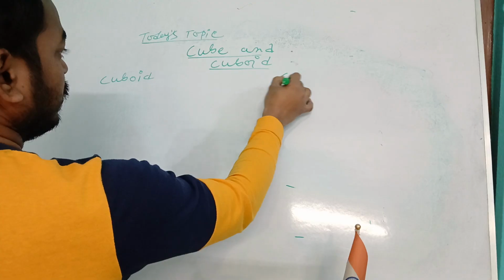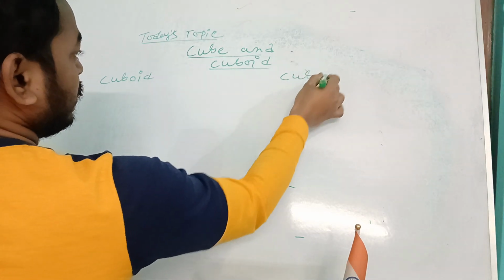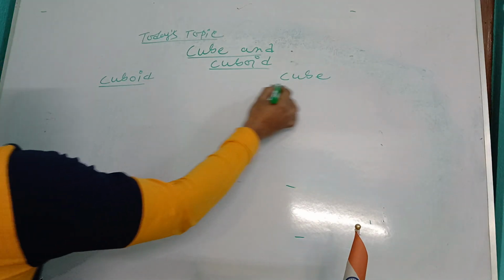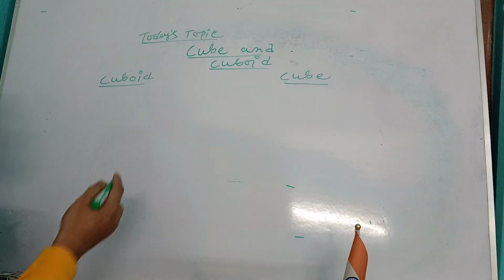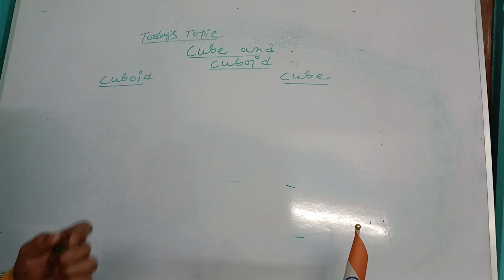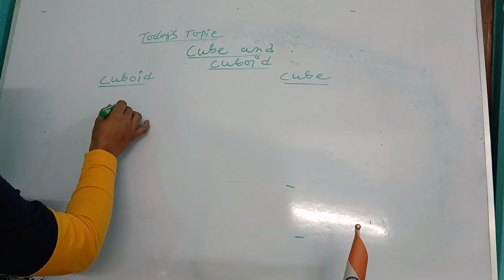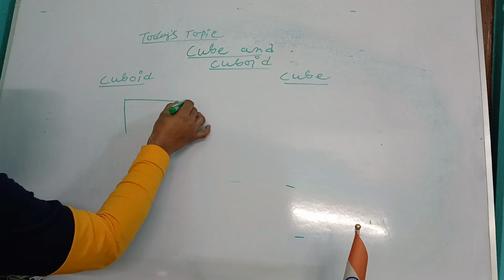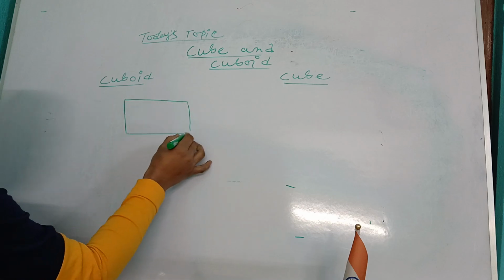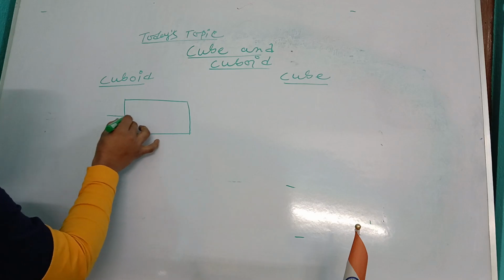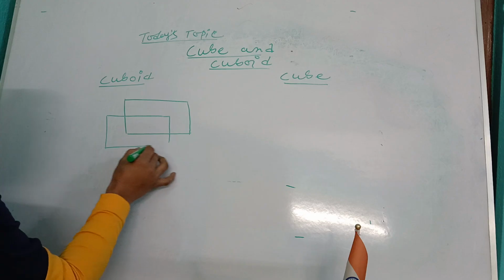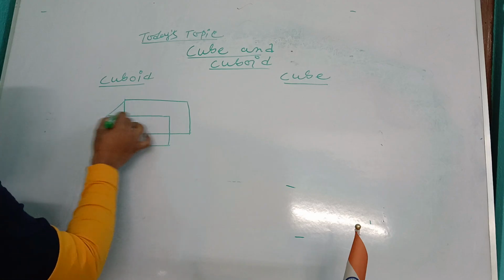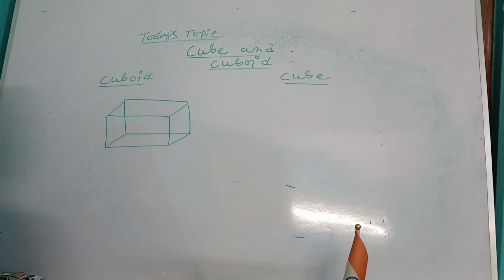And I am writing a cube. So cuboid and cube. How to draw a cuboid? You can say I am standing inside the room, so this room is also a cuboid, and we can draw it. First you draw one rectangle, then another rectangle, like this you can draw it. Now connect it. This is the cuboid.